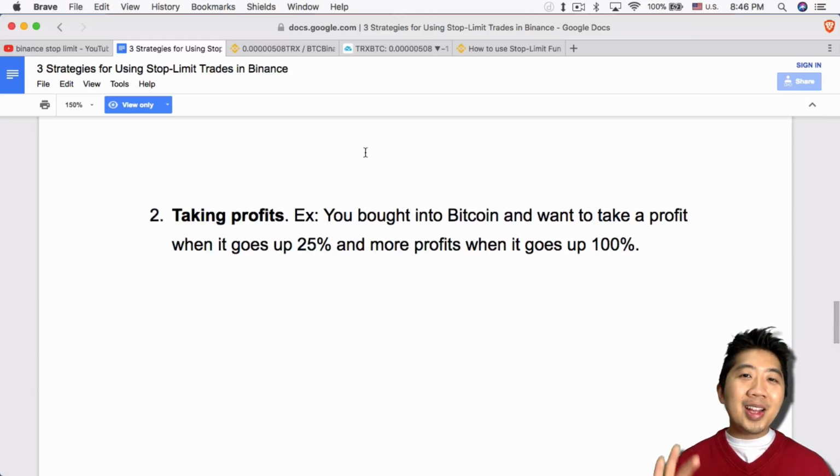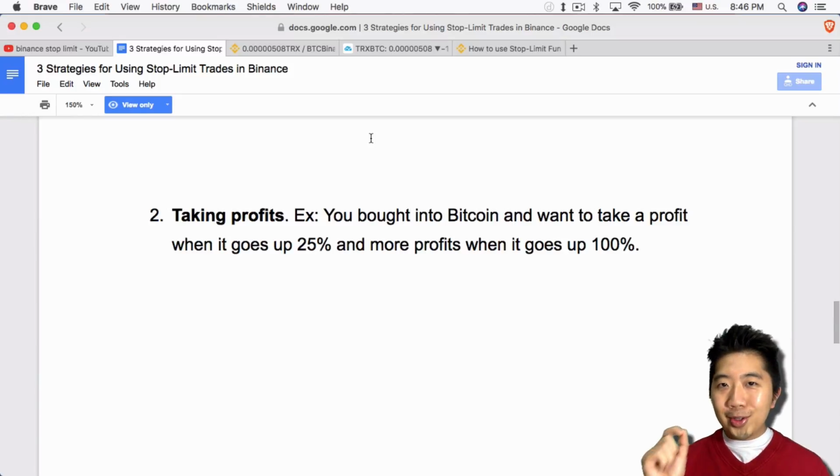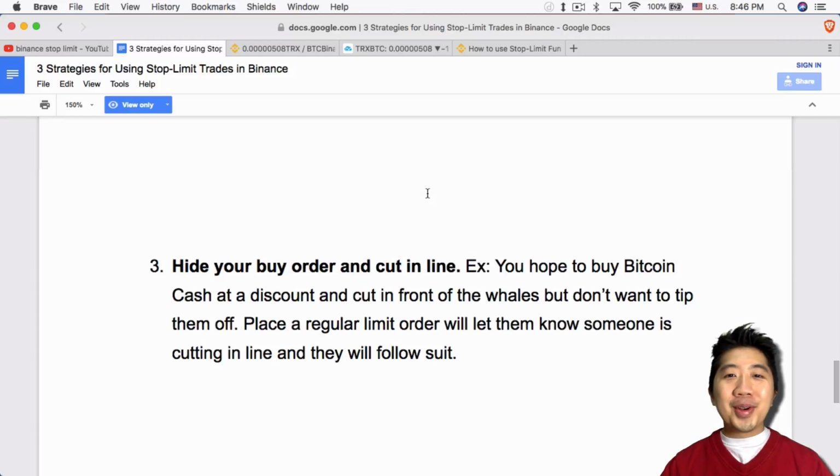So the third strategy, and this is the one that I love, it's a little devious, but this is what I truly consider the ultimate strategy using the stop limit trades. And this is called hide your buy order and cut in line. Let's go ahead and show you how that works.